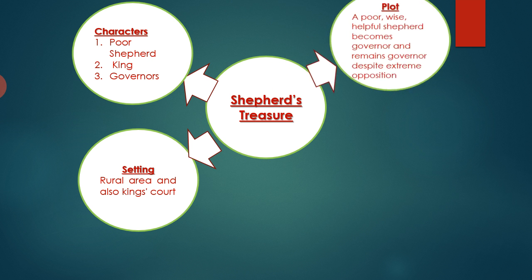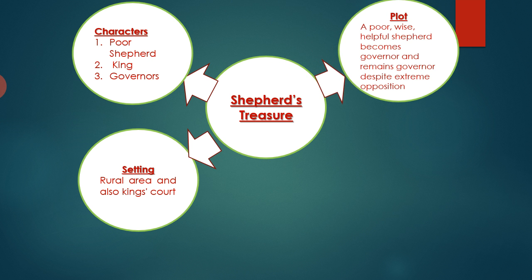Then the plot. So we have seen the plot. What happens in the story? There is a poor shepherd. He's a very wise person. He's a very helpful person. His quality is to help other people solve the problems in their life. These are the things which we have talked about. The major character, that is the poor shepherd, becomes very popular for his wisdom.